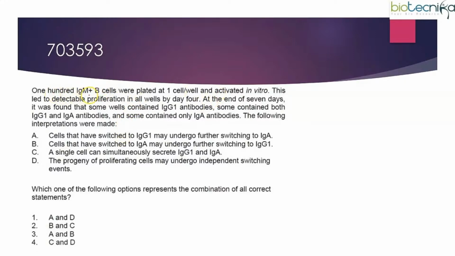100 IgM plus B cells were plated at 1 cell per well and activated in vitro. This led to detectable proliferation in all wells by day 4. At the end of 7 days, it was found that some wells contained IgG1 antibodies, some contained both IgG1 and IgA antibodies, and some contained only IgA antibodies. So what all we see? IgG1, then IgG1 plus IgA, and then some only IgA. The following interpretations were made. A. Cells that have switched to IgG1 may undergo further switching to IgA.